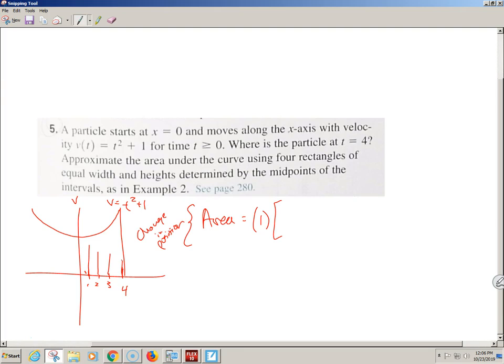Here? No, that's the right. Here? No, that's the left. The middle would be 0.5, yeah? I need to hit the function at 0.5 and at 1.5, 2.5, 3.5. So I'm going to have v of 0.5, v of 1.5, and so on.